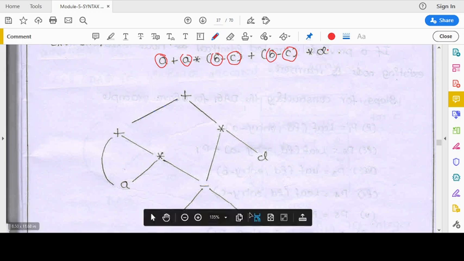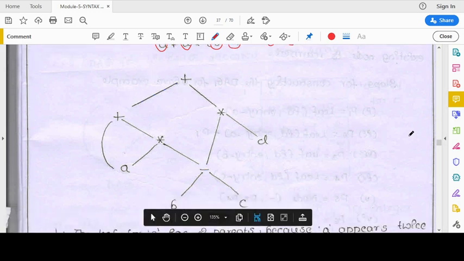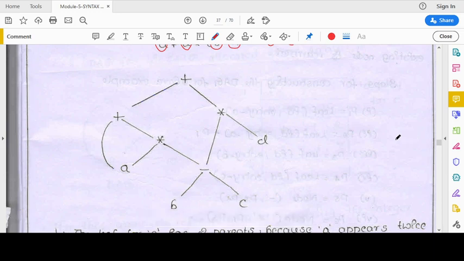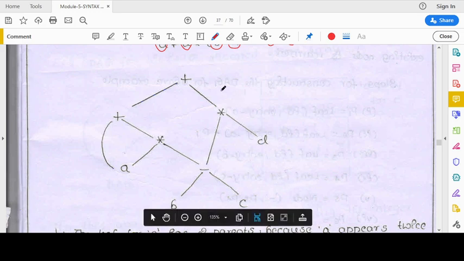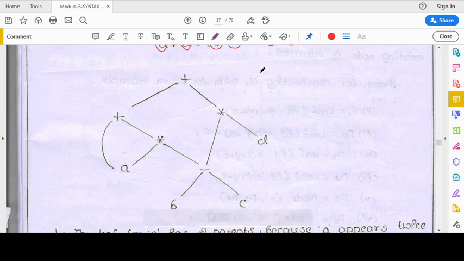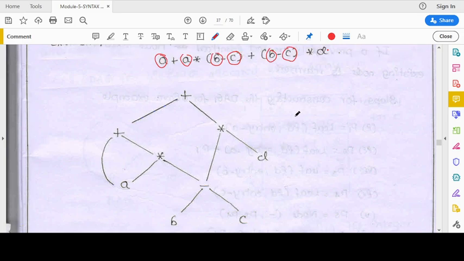So I have a DAG which states that we do not prepare more sub-expressions. Not more sub-expressions means I cannot have duplicate entries. I should have only one copy within my graph, right? So here, as I said, first identify which are the operators and which are the operands.